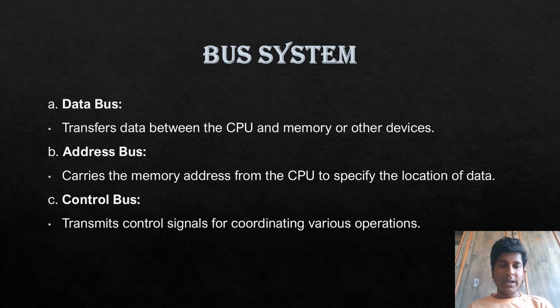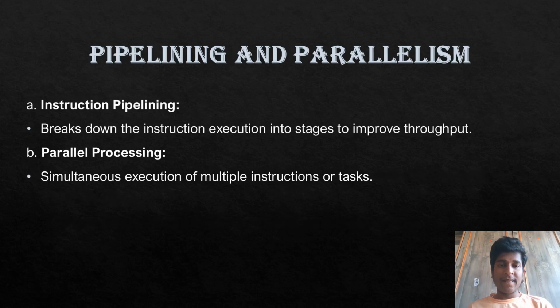Bus system. Data bus transfers data between the CPU and memory or other devices. Address bus carries the memory address from the CPU to the specific location of the data. Control bus transmits control signals for coordinating various operations.